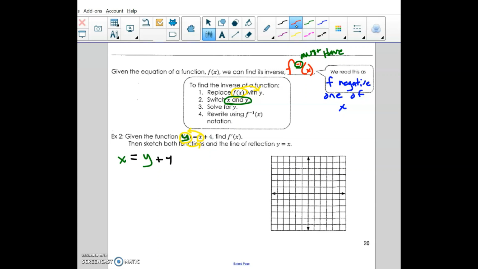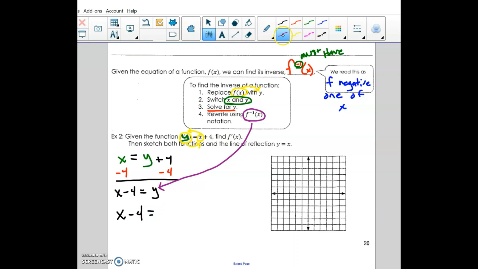The next step says solve for y. So the y is right here. We're going to get everything to go away from the y. So this plus 4 we're going to remove. So we'll use SADMAP to just solve the equation for y. So we're going to subtract 4, subtract 4. We have the equation now, x minus 4 equals y. We've solved it for y. We now finish it up by replacing the y with the inverse symbol. So that is x minus 4 equals f negative 1 of x. And that is how we create an inverse.